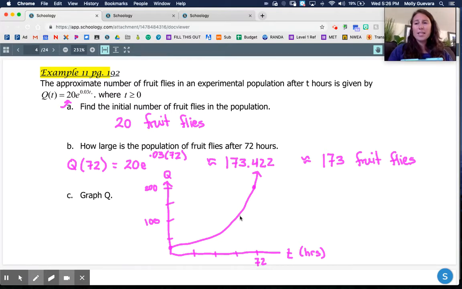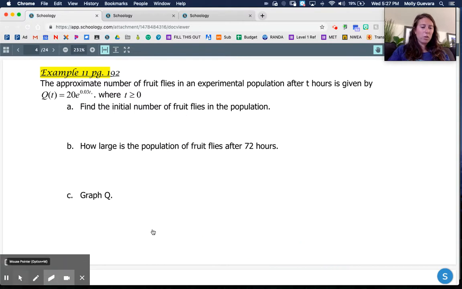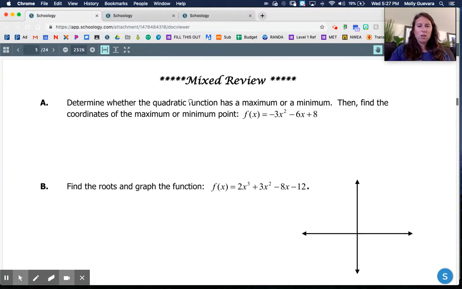Okay, so that's it for 3.1. However, we are going to go over the mixed review. Probably pretty quickly, since it's all mixed review. We are going to do one more page here, which is all on the mixed review.